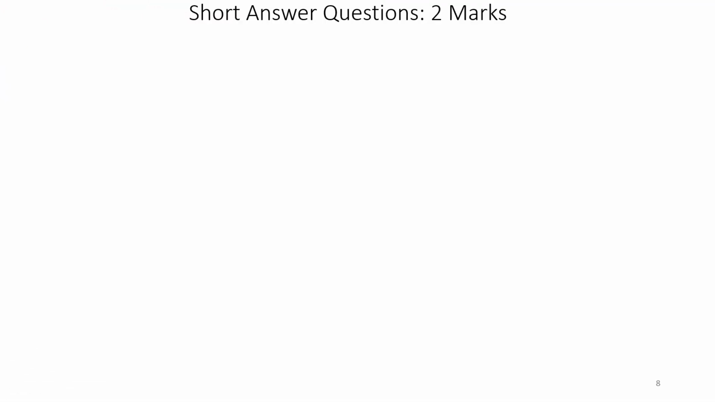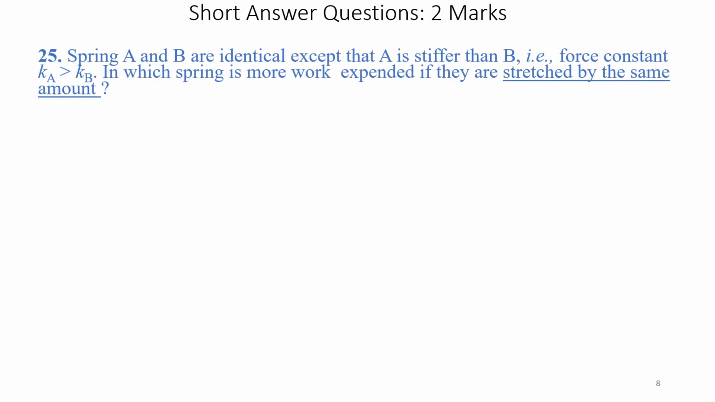Next question. Question number 25. Springs A and B are identical except that A is stiffer than B. That is, the spring constant or force constant Ka is greater than Kb. In which spring is more work expended if they are stretched by the same amount? Here, stretched by the same amount means x is the same for both springs.